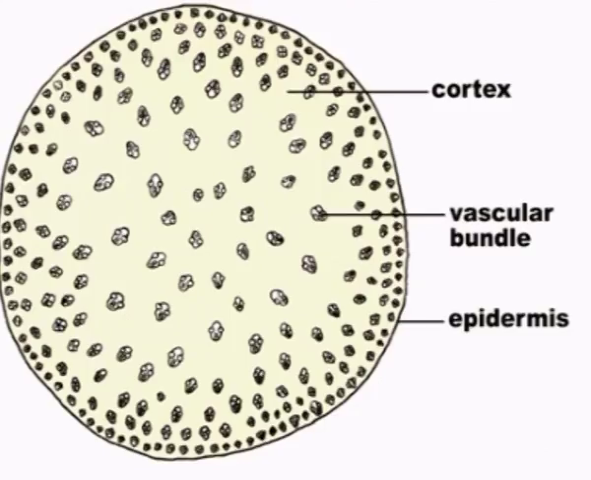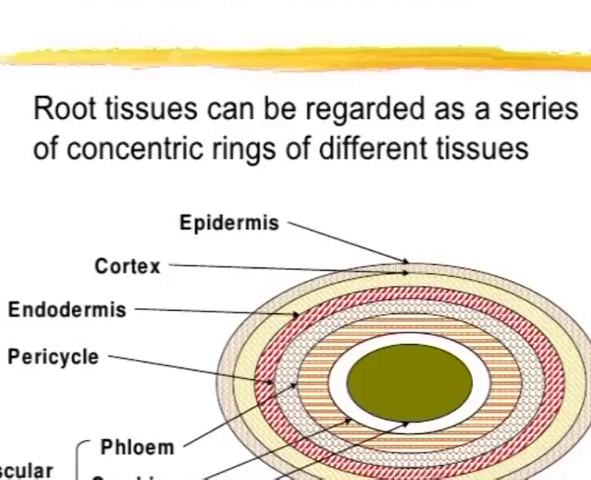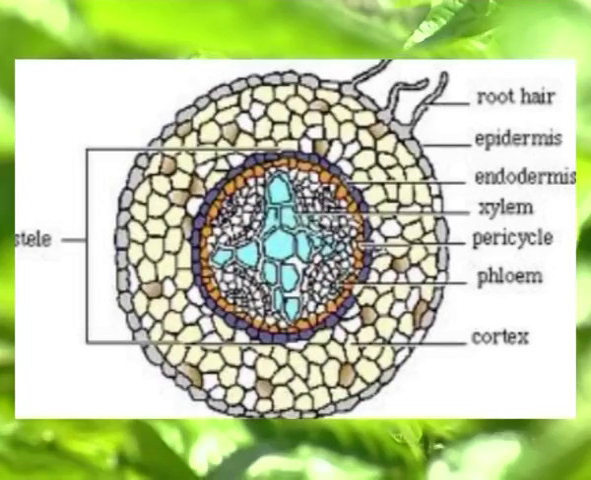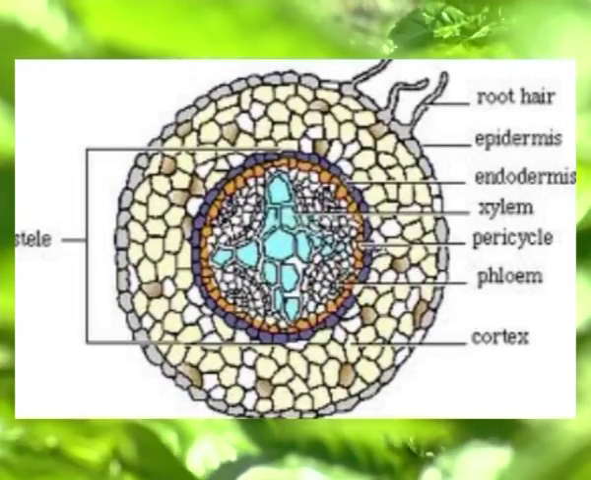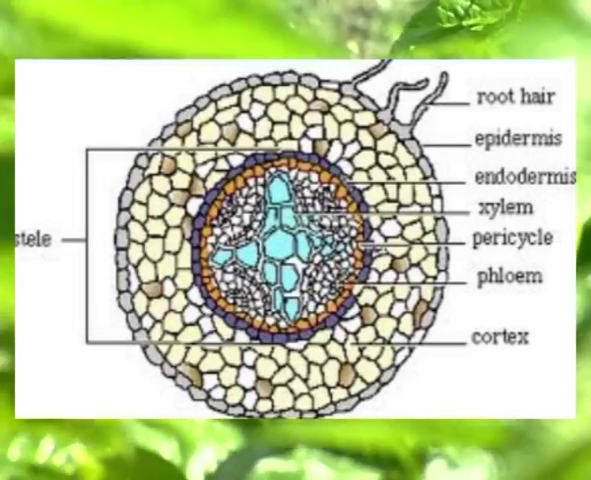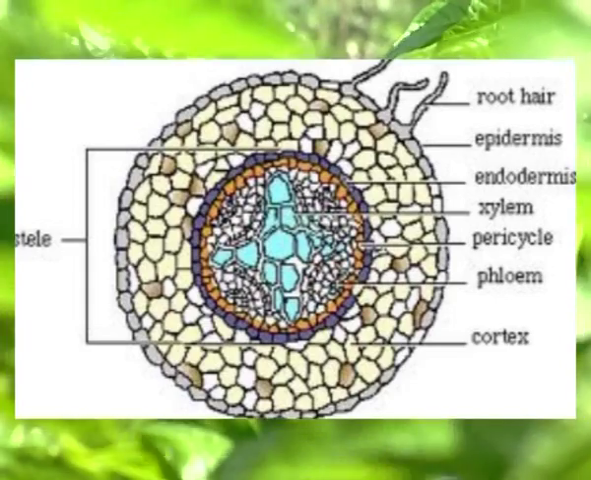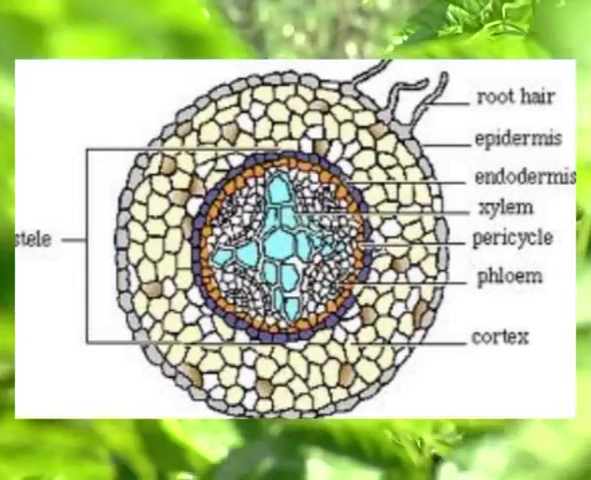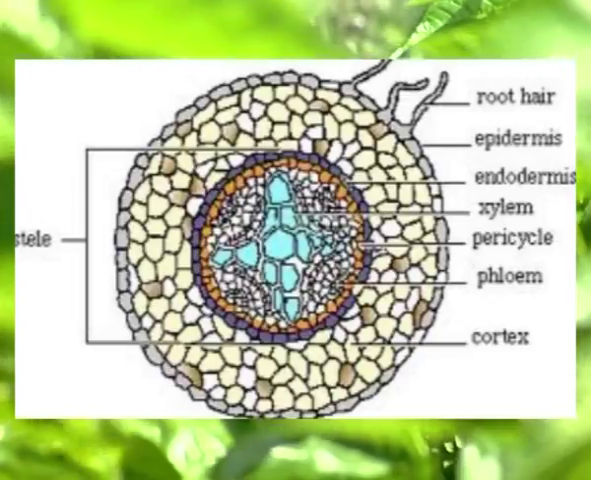Cortex. It lies between the epidermis and the stele and consists of layers of parenchyma cells. In the outermost layer, or outer cortex, the cells are arranged compactly. After the outer walls of the cells become suberized, the epidermal cells gradually die and the cortex takes the place of the epidermis to protect the cells.